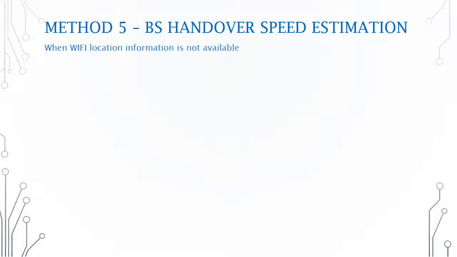And then there is method 5, called the base station handover speed estimation. This method is mostly a complement of method 4, which is the most effective method of all the 5 methods.